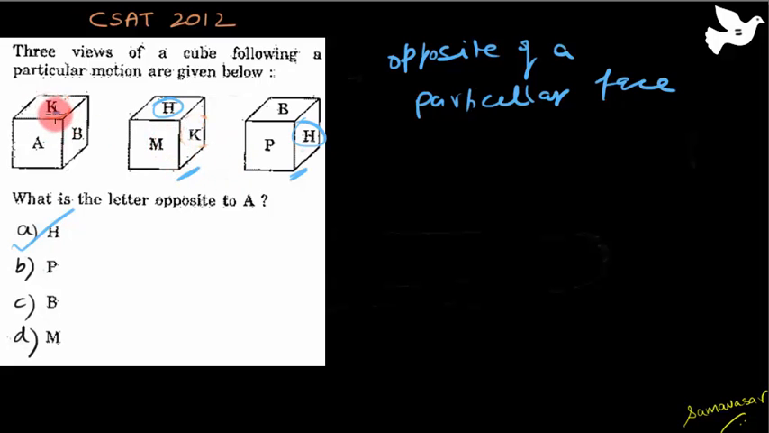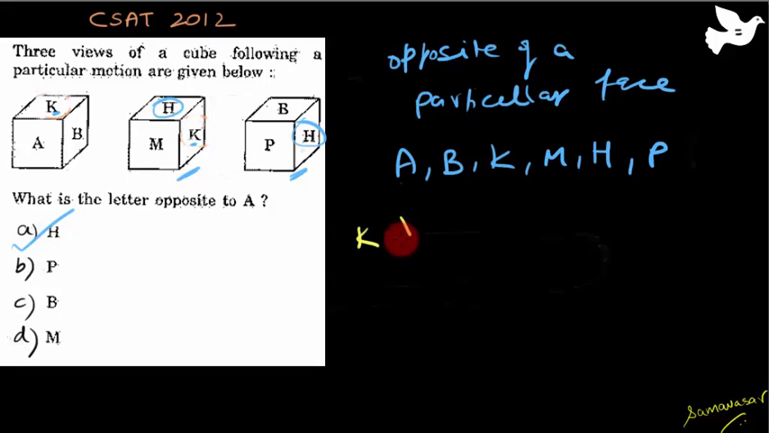In this case, K is common between this cube and this cube. The alphabets given to me are A, B, K, M, H and P. Now we are trying to find out what is opposite to K. A cannot be opposite to K because A is there in this view. B cannot be opposite to K because it's adjoining K from this view. Obviously K cannot be opposite to itself. From here I know that M cannot be opposite to K, again it's visible to me with K. And H is not opposite to K because it's visible again in this view. So I've eliminated all choices. What is opposite to K is simply P.